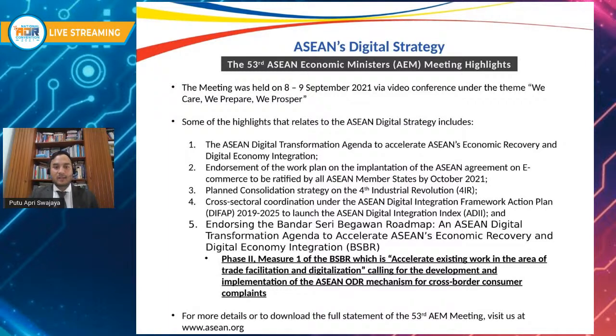Together, they serve an action plan and an index which can be used to measure the progress of digital integration of trade services in ASEAN. The AEM endorsed the Bandar Seri Begawan Roadmap, or BSBR, an ASEAN digital transformation agenda to accelerate ASEAN's economic recovery and digital economic integration. In the BSBR, the ASEAN ODR network is identified as part of Phase 2, Measure 1, which is to accelerate existing work in the area of trade facilitation and digitalization, which calls for the development and implementation of the ASEAN ODR mechanism for cross-border consumer complaints.